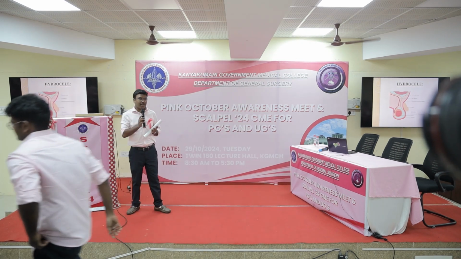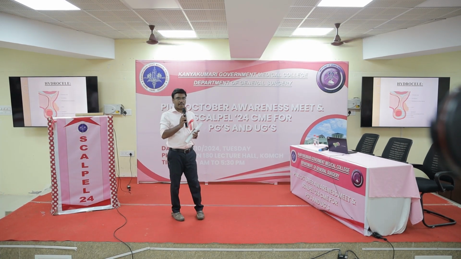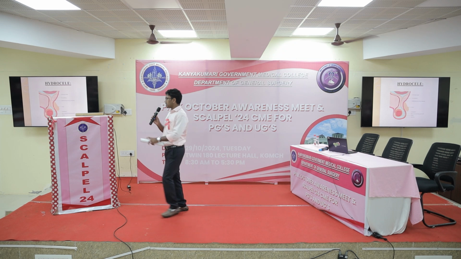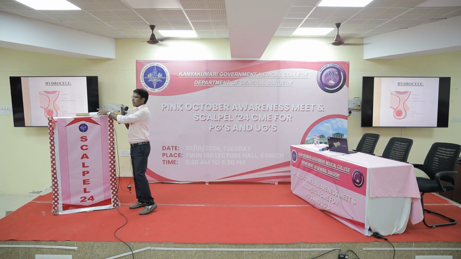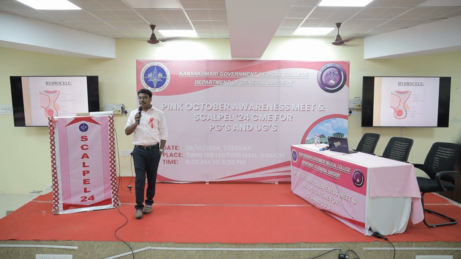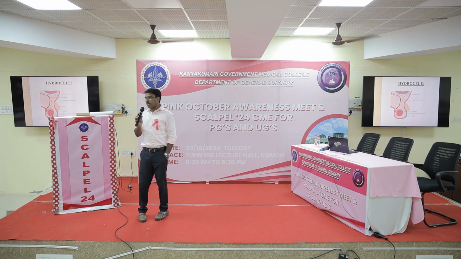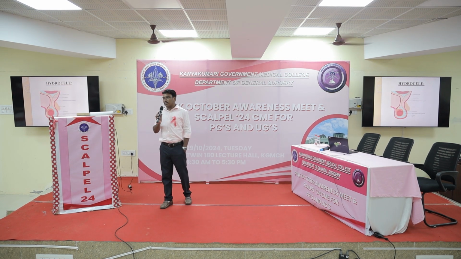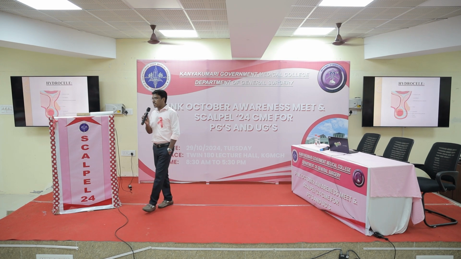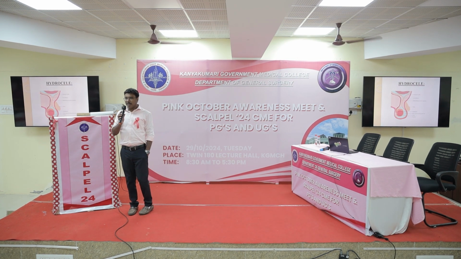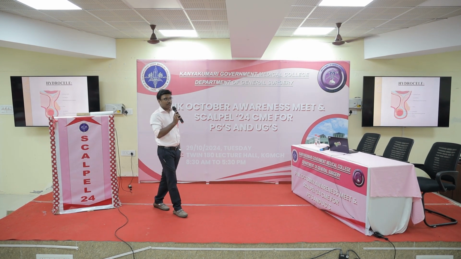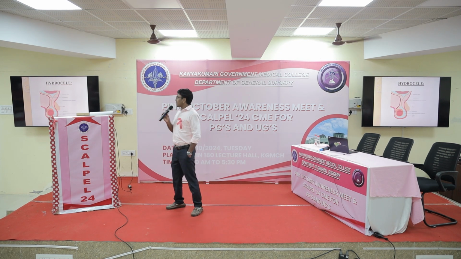So what are the other types of hydrocele? Infantile hydrocele, congenital hydrocele, funicular hydrocele, hydrocele en bisac, hydrocele of hernial sac, and encysted hydrocele of cord.